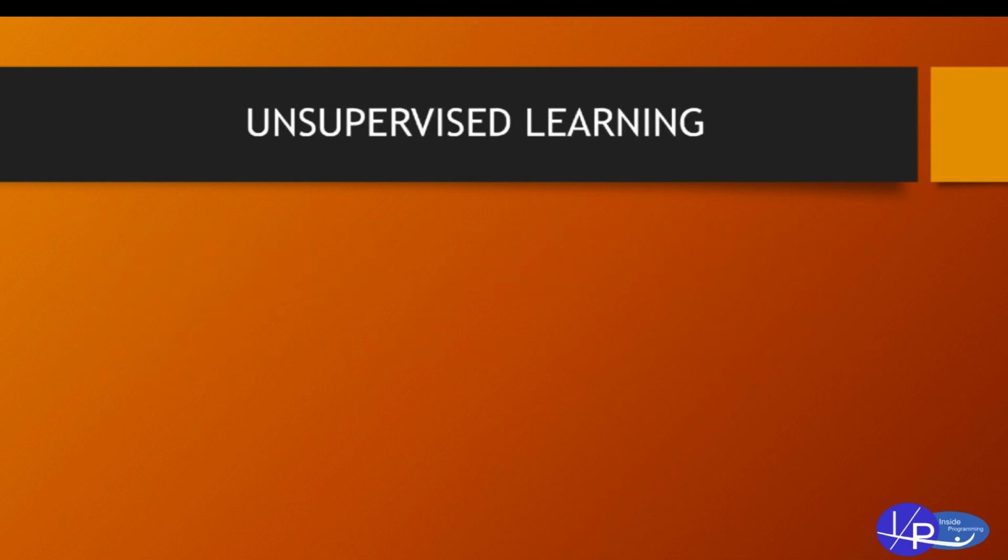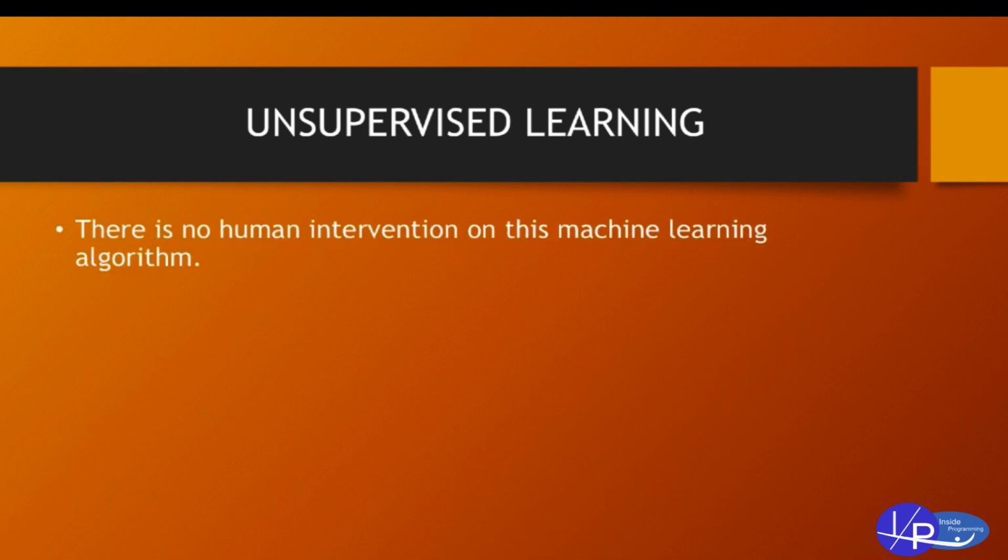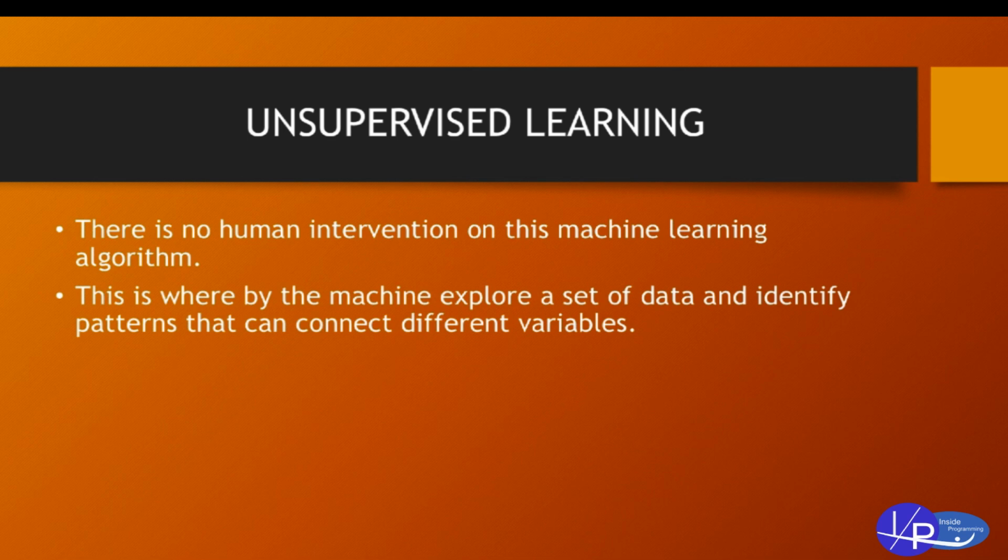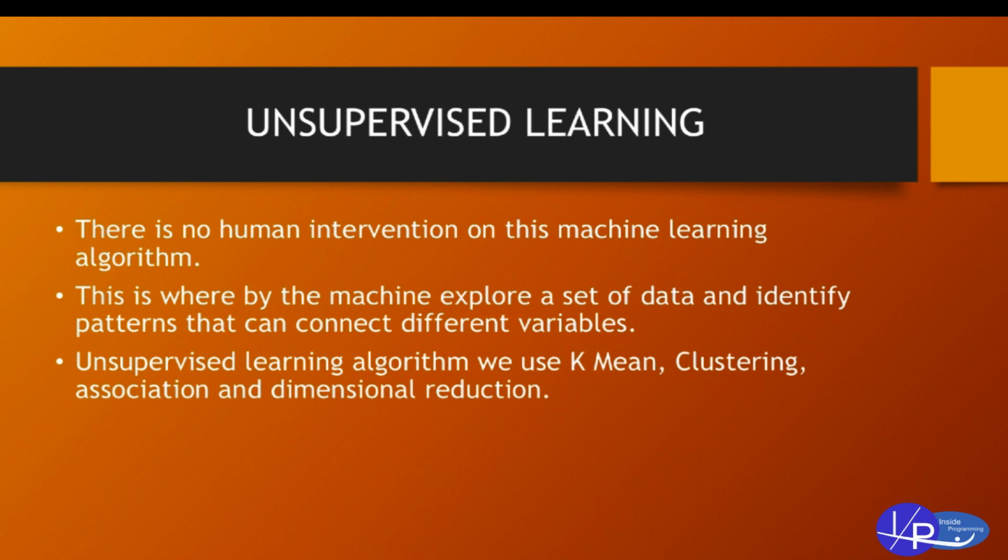We have what we call unsupervised learning. In unsupervised learning, there is no human intervention. This is whereby the machine explores a set of data and identifies patterns that can connect different variables. In unsupervised learning algorithms, we use k-means, clustering, association, and dimensionality reduction. All these concepts, we're going to look into as we explore more in machine learning.